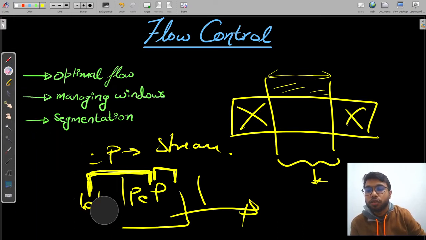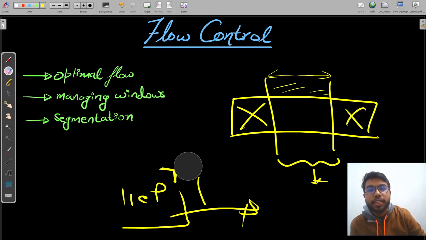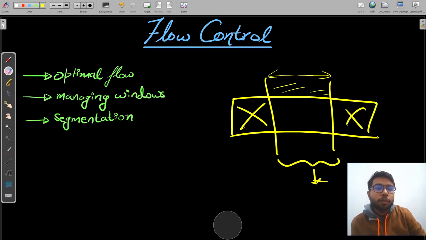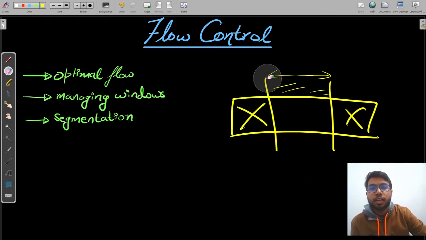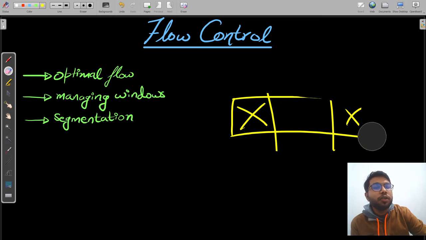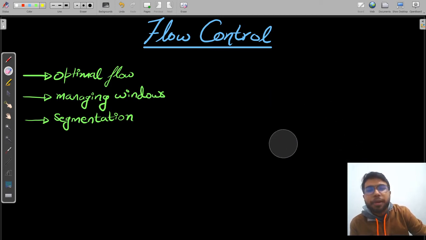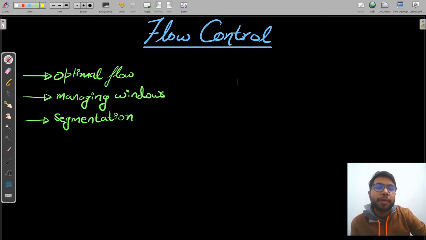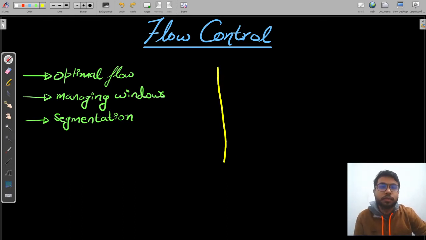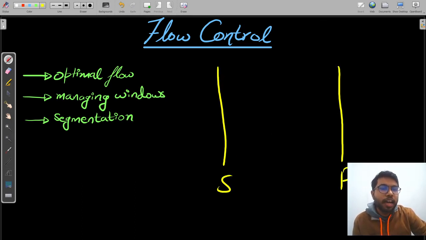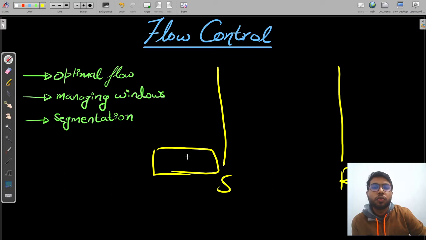Okay, so let's discuss some more things in our flow control. We talked about the fact that too much flow is a problem and that would lead to congestion. That is a separate topic in itself, so we will be discussing that in a bit. But for now, let's talk about what would happen if I am sending a very, very small amount of data. Let's say I have my sender and I have my receiver. Let's say I am sending 1 byte of data. Okay, I am sending 1 byte of data.